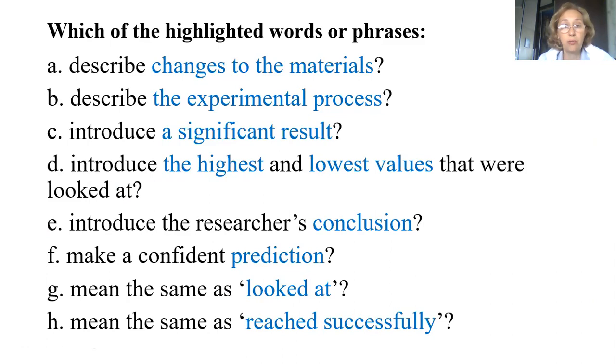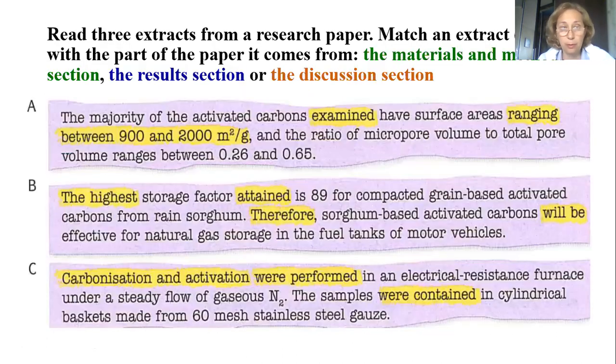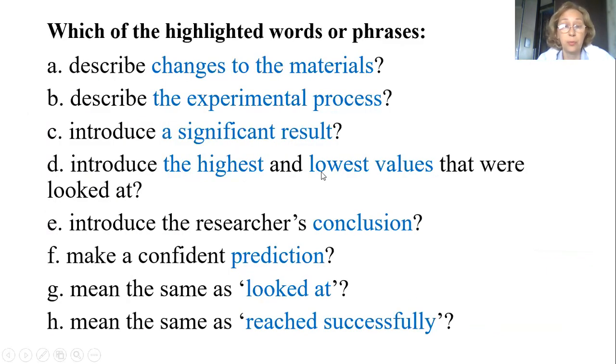Then we have describe the experimental process. Which phrase describes the experimental process? A. No, I mean the phrase. Examined. Yes, examined. The process, to describe the process, were performed. Yes, were performed. Yes, and were contained. Yes, so they describe the experimental process.